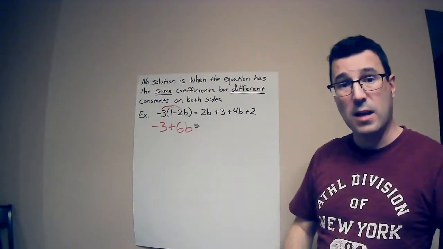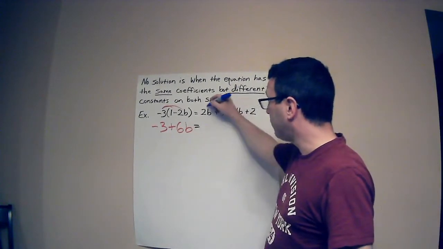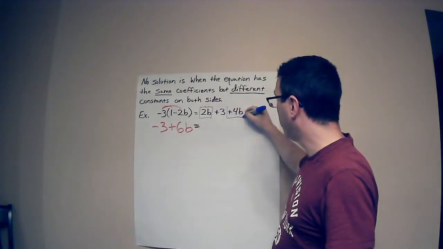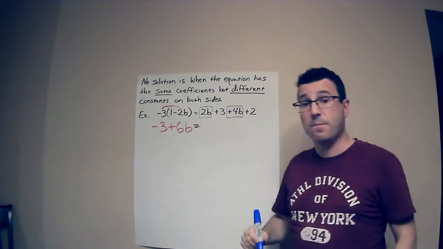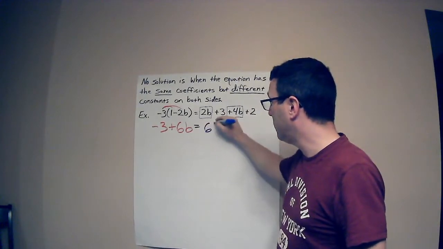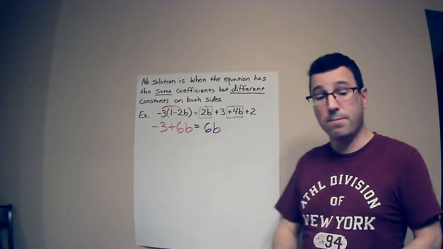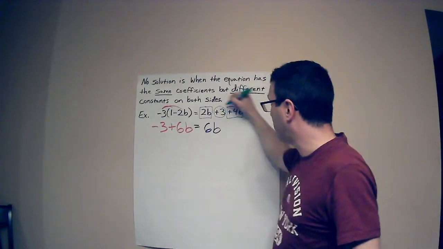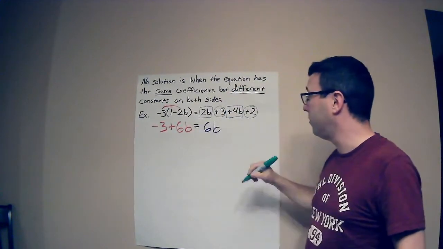On the right-hand side, I have a 2b. I have a 4b. 2b plus 4b is 6b. I have a plus 3. I have a plus 2.